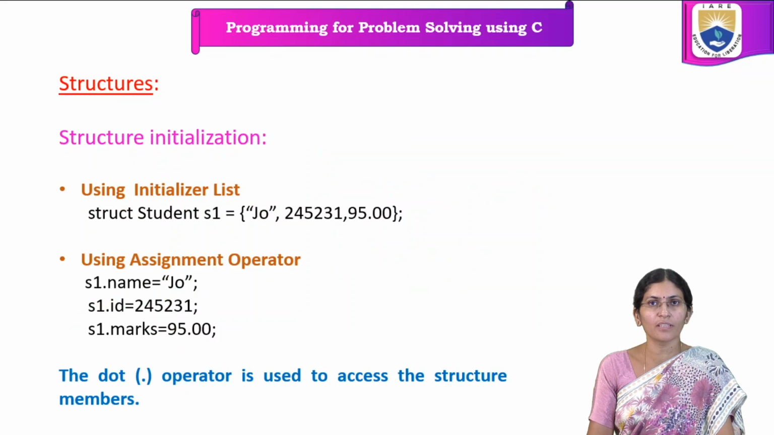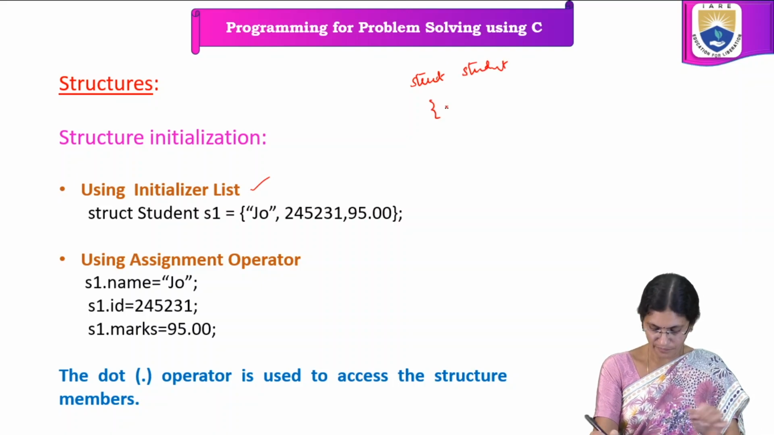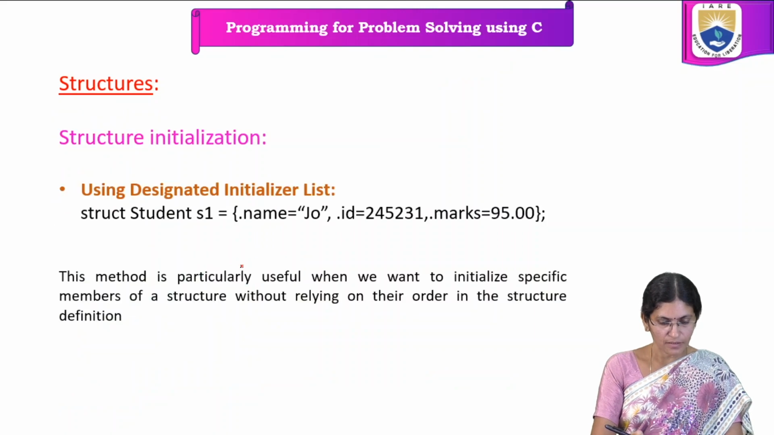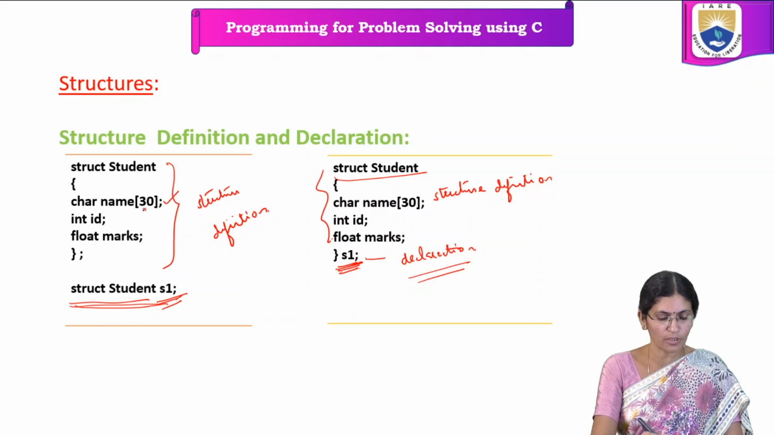Next concept is structure initialization. We can initialize the structure variables in three different ways. First is by using an initializer list. For example, the same example we can take. We have defined the structure as struct student, and inside this we have three members. The first member belongs to character type, the second member belongs to integer type. So character, integer and float.